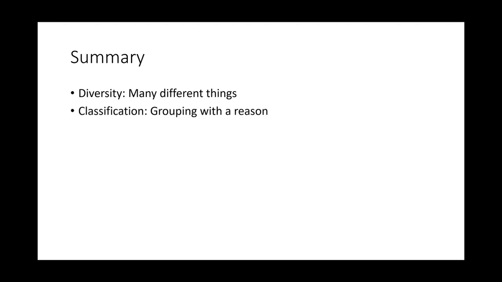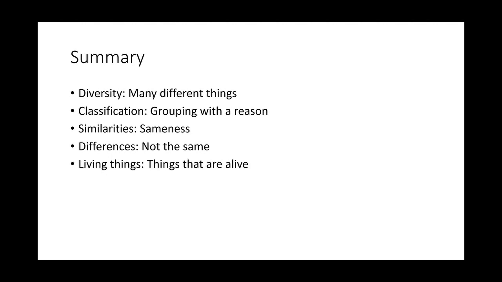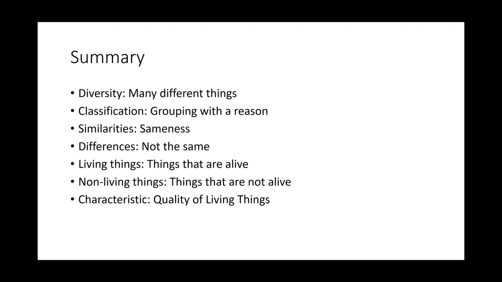Okay, so what have we learned today? We have learned that diversity refers to many different kinds of things on earth. Classification is to put things into groups with a reason. Similarity refers to things that are the same. Differences is the opposite of similarity, so it's things that are not the same. Living things are things that are alive. Non-living things are things that are not alive. Characteristic is the quality of living things, whereas property is the quality of non-living things. That's all for today.